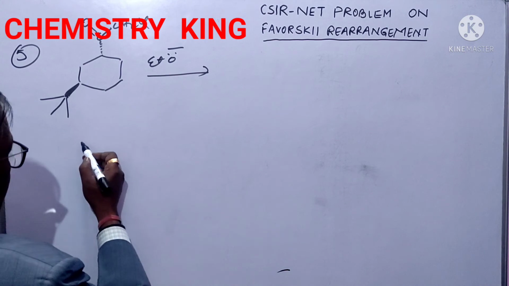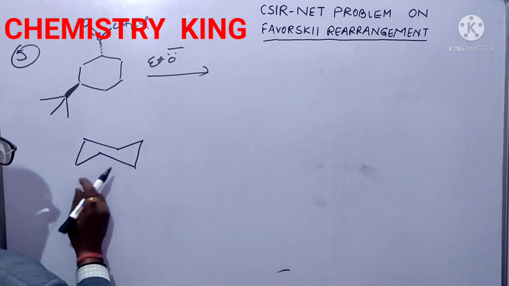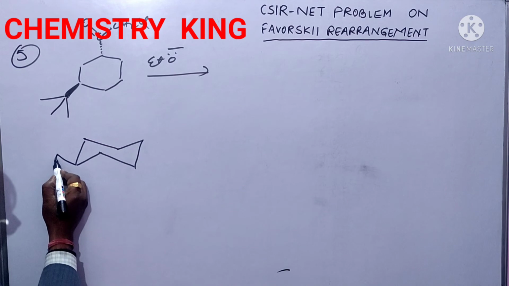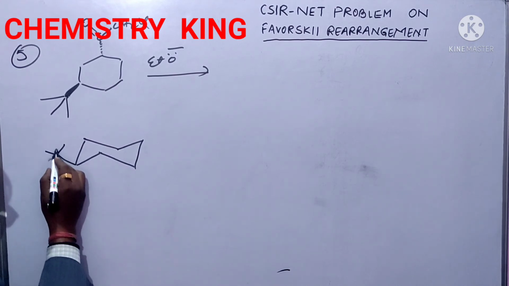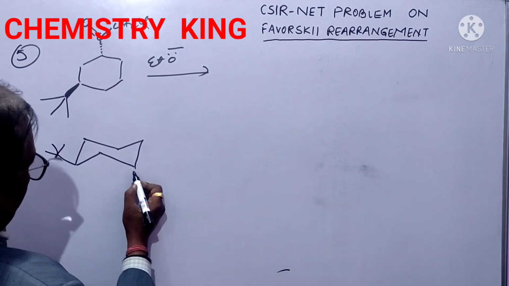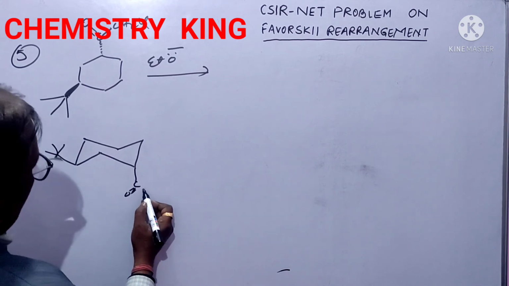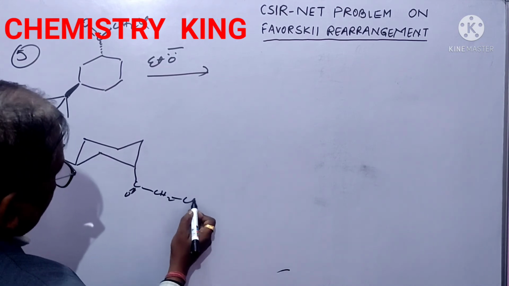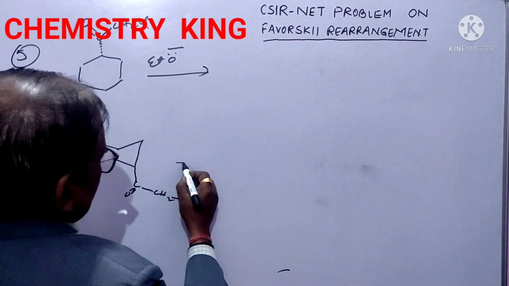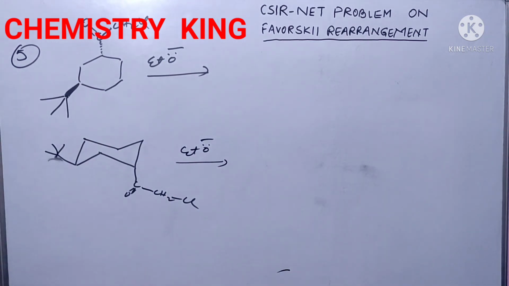First of all, we should write it in chair form. 1, 2, 3. It is upside. It is tertiary group, and it is downside, up, down. C double bond O CH2Cl. Okay? Downside. When it is allowed to react with ethoxide ion, it will extract hydrogen from here.